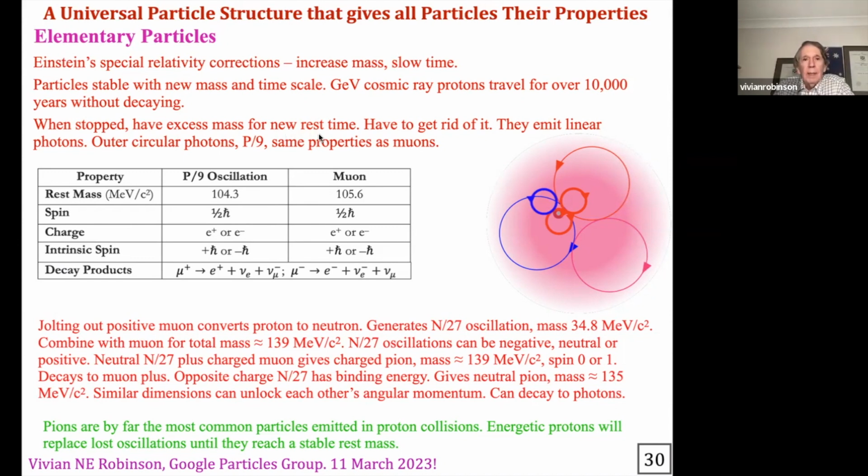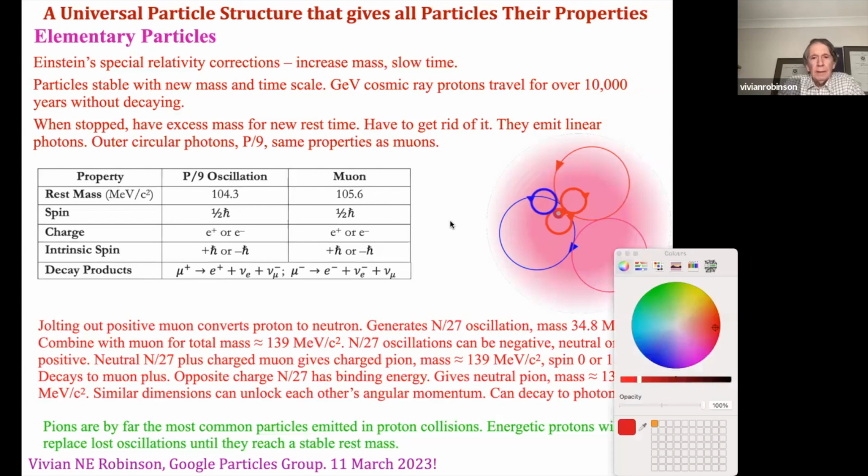Now they can do that by emitting linear photons, which we all know as Bremsstrahlung. And the other thing is that these outer P/9 oscillations can just be jolted out. And here I'm just showing that their properties are just the same as a muon. As I said, the muon's mass is a bit higher because inside the nucleus the particles are bound, so they lose a bit of their mass to that binding, and they pick that up when they're free.